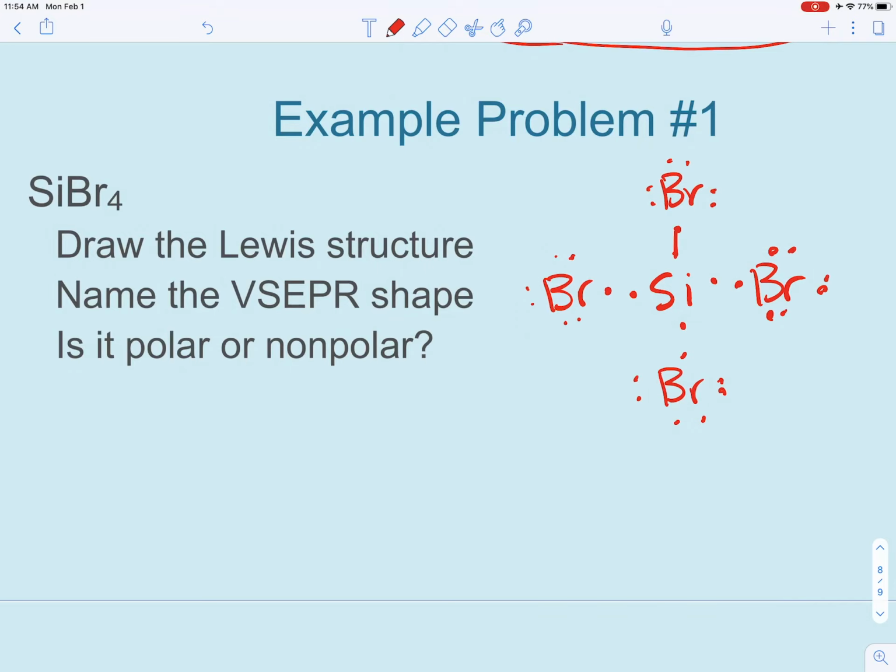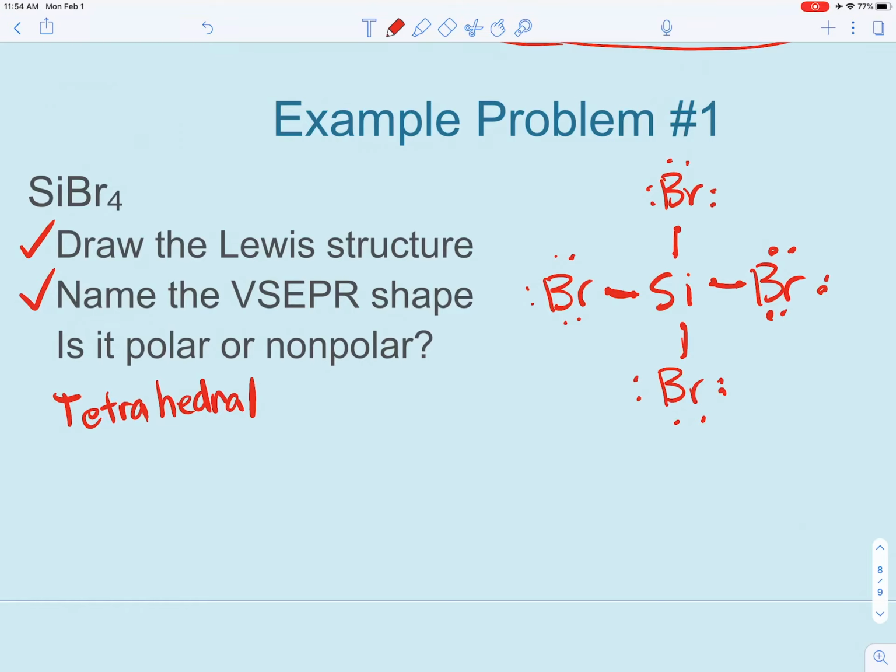Okay, and then we want to form our single bonds here. So we've got our structure. Now we want to name the shape. So 4 atoms bonded. Remember, the prefix for 4 is tetra, and so this is called a tetrahedral. Is it polar or nonpolar?